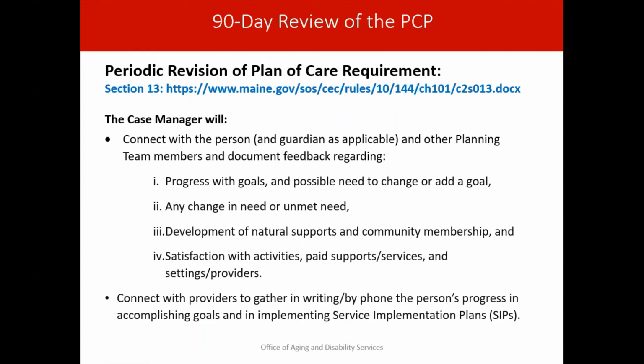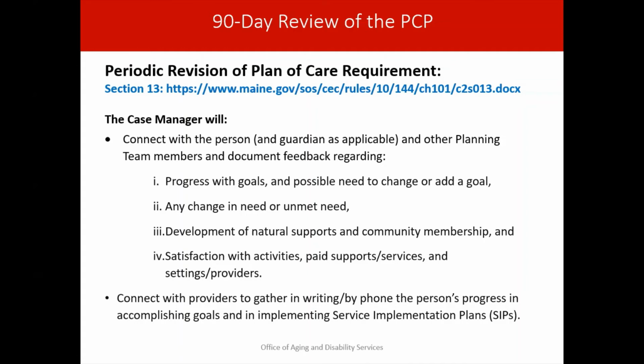As part of meeting this requirement, you as the case manager will connect with the person and guardian as applicable and other planning team members in the person's circle of support and document feedback regarding progress on goals, and the possible need to change or even add a goal. Reflect on the progress the person has made on each key step. And if no progress is happening, have a conversation and explore with the person. What can we be doing differently as a team?